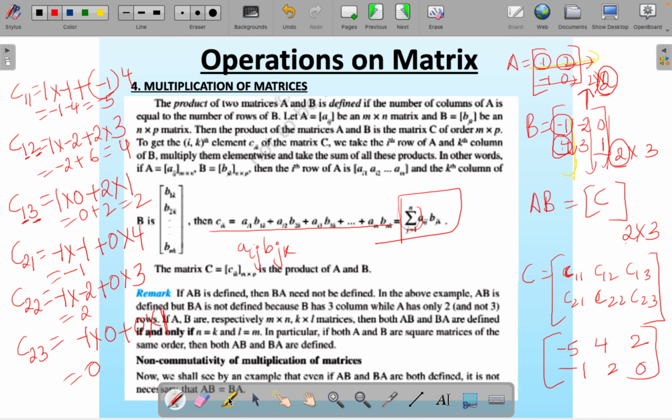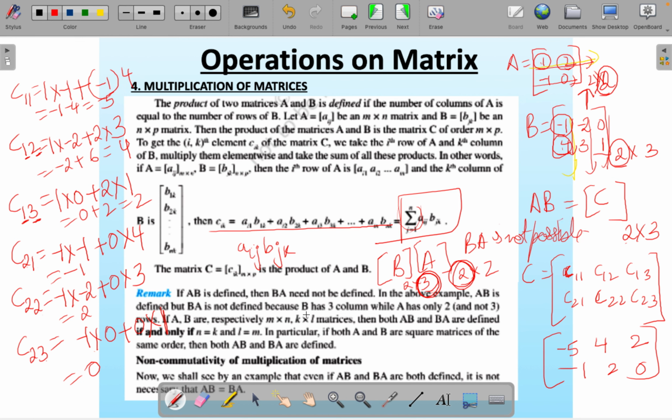Now obviously, if you want to find B into A, children, let's check whether we can find B into A. What is the order of B? 2 by 3. And what is the order of A? 2 by 2. So check: this 3, the column number of the first, should be equal to the row number of the second. So are 2 and 3 equal to each other? No, they are not equal. So that means BA is not possible.